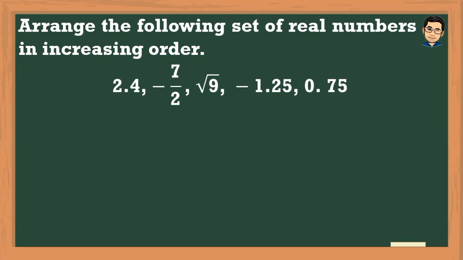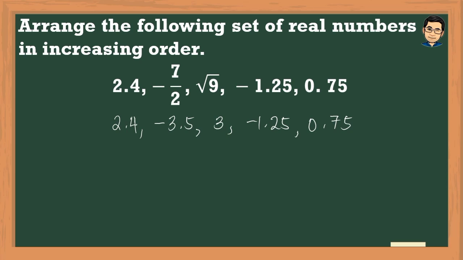Okay. So, sulat lang natin ulit, 2.4. Next, negative 7 over 2, that is negative 3.5. So, divide po kasi natin ng 7 sa 2, makakakuha tayo ng 3, and then, kalahati. Next, square root of 9 is 3, perfect square po kasi siya, and then negative 1.25, 0.75. So, ayan, nakasulat na po yung ating mga given in decimal form. By the way, yung 3, pwede naman nating isulat as 3.0. So, since whole number naman siya, pwede na lang siya as 3. Okay? Next.